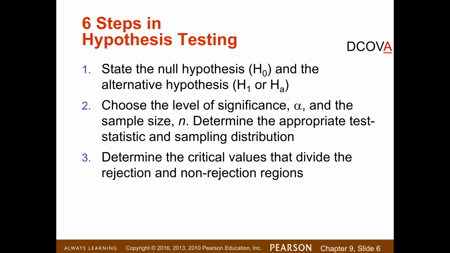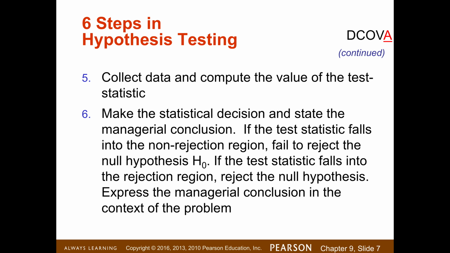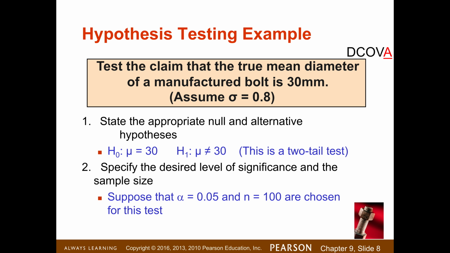Step 4, determine the critical values to divide the two regions. Collect your data, compute the value of the test statistic, see where it falls, and make a decision. If the test statistic falls in the non-rejection region, then you fail to reject the null. If it falls in the rejection region, you reject the null.